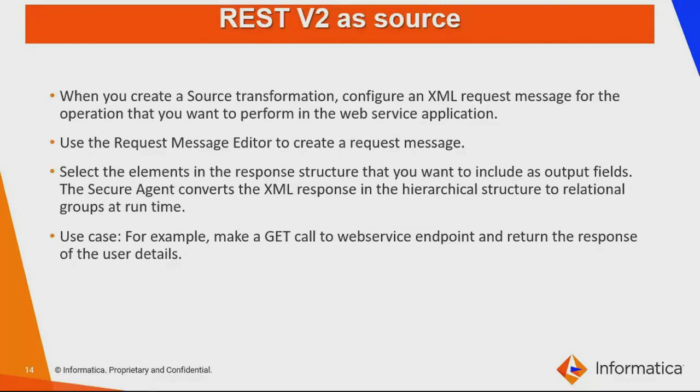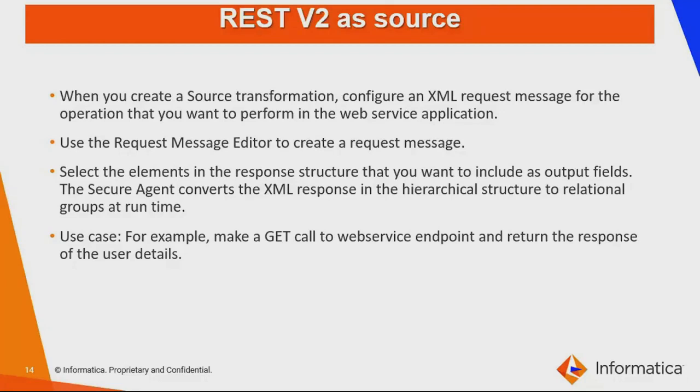REST V2 connection as source. We use REST V2 connection as source when we have the input data ready and we are trying to make a call to the web service endpoint and you want to capture the response. You can create a source transformation, configure an XML request message for the operation that you are looking to perform in the web service application. This XML request message will be formed based on the information that you would be providing during Swagger generation.